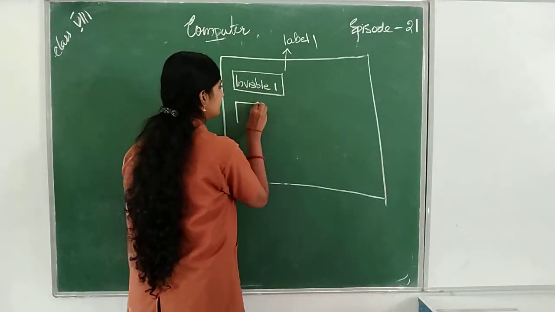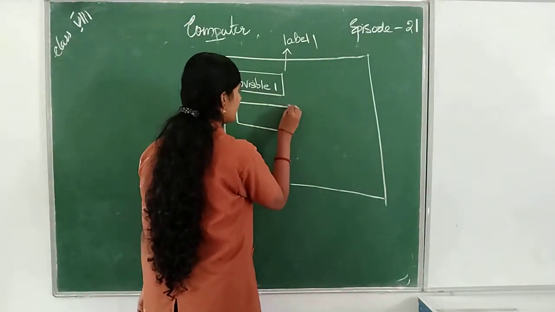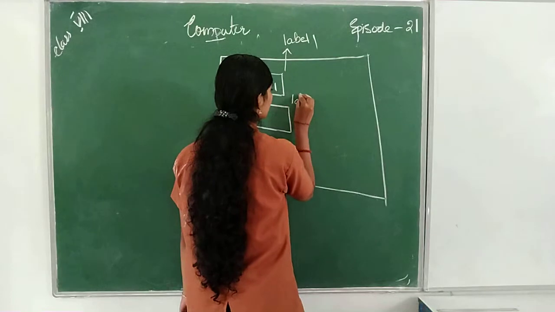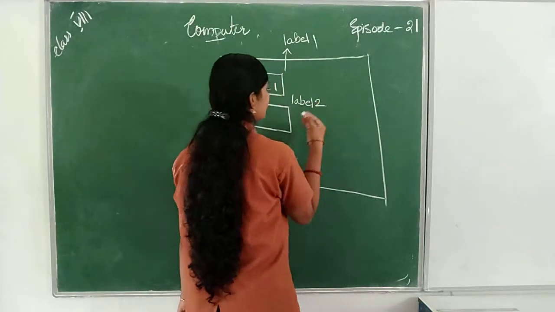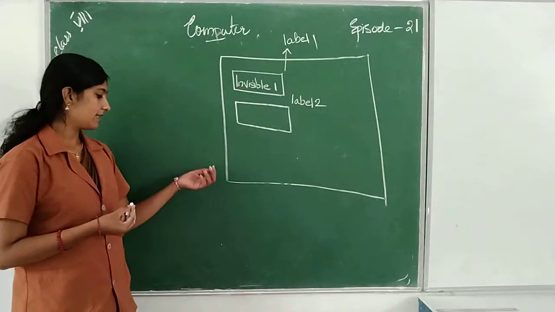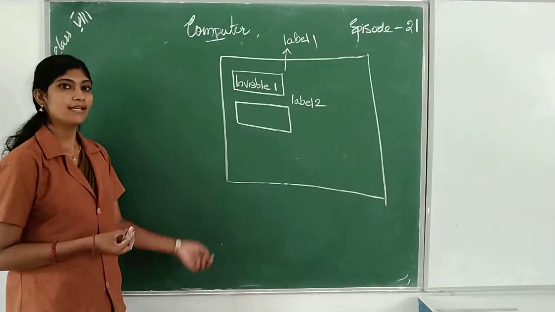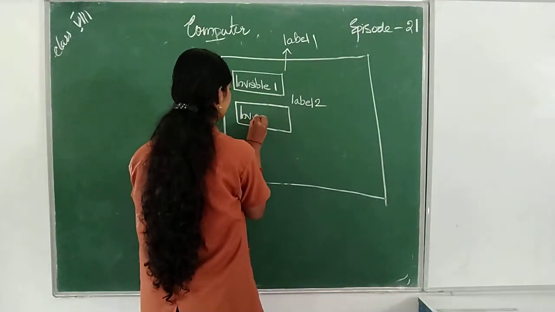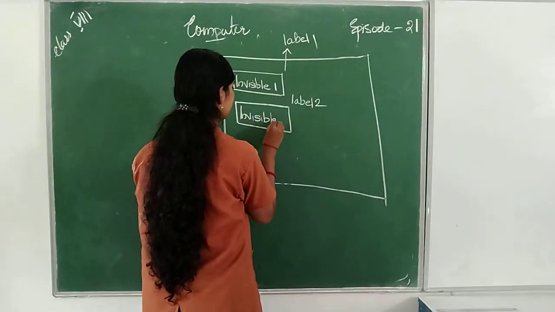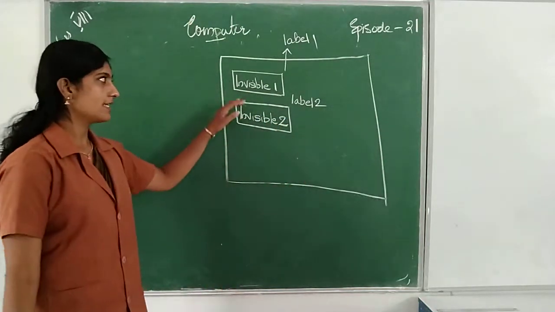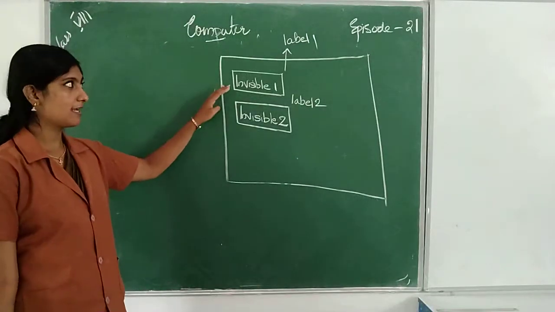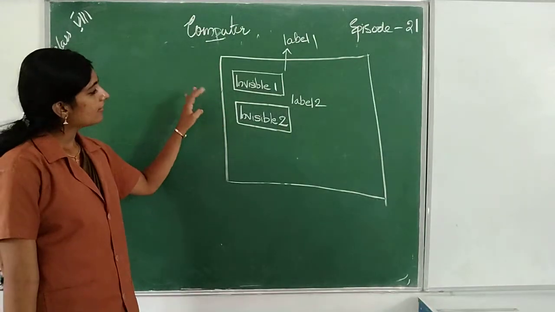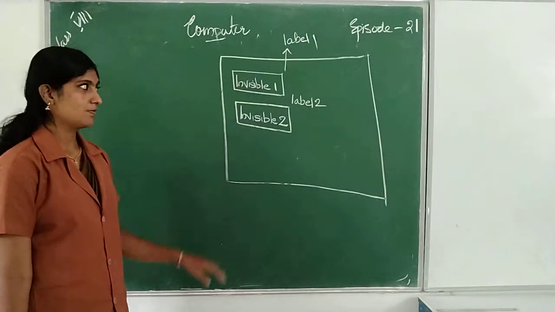Next, drag another label, that is Label 2, and write a name for Label 2, that is invisible 2. So write a name for Label 1, that is invisible 1, and write a name for Label 2, that is invisible 2.